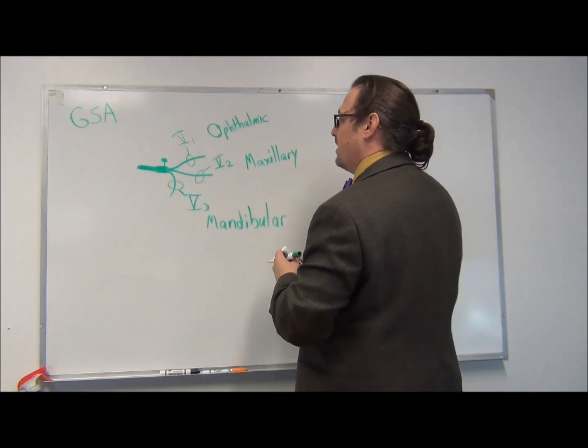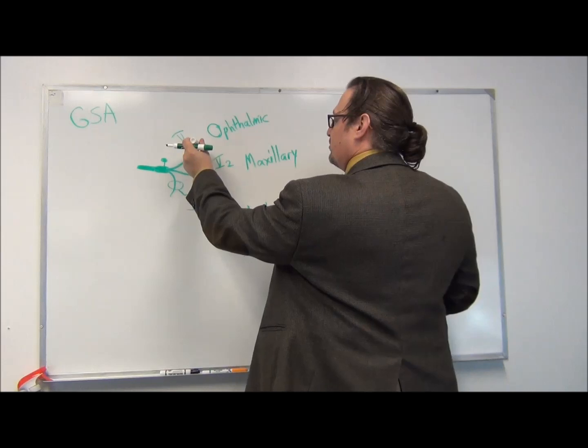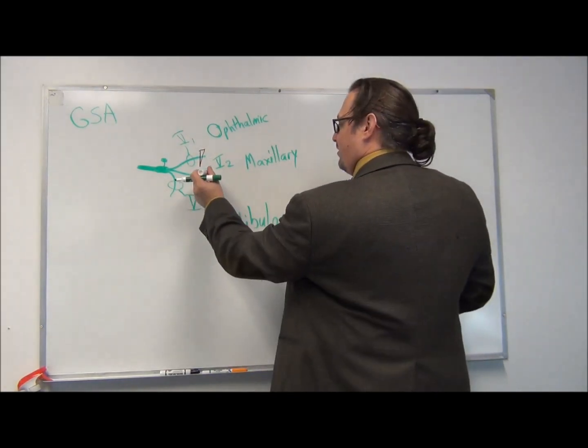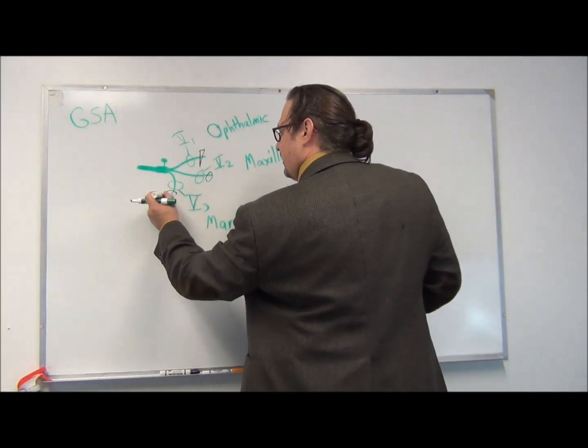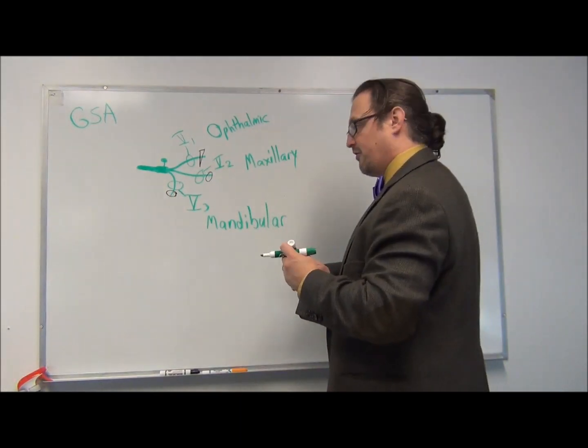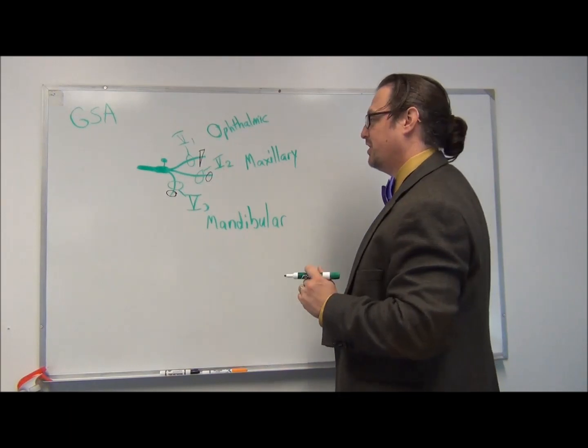But just for reference right now, the ophthalmic nerve exits through the superior orbital fissure. The maxillary nerve exits through the foramen rotundum. And the mandibular nerve exits through the foramen ovale. And we'll discuss those again in a moment.